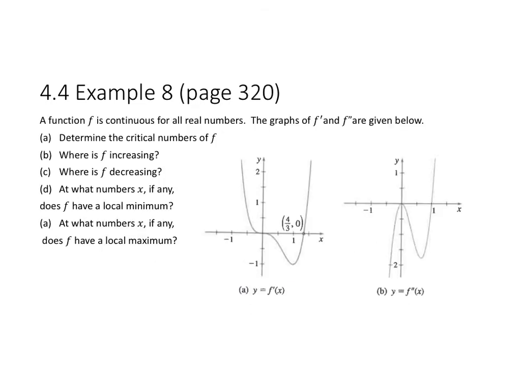So in example 8 on page 320, we're given two pictures. The first one is the derivative, and the second one is the second derivative. So these are not the graphs of the actual function f. These are the graphs of the derivative of f and the second derivative of f. So if I'm looking for my critical numbers, again, that's when my derivative equals 0. So that happens here and here, or when my derivative does not exist. And I don't seem to have a point where my derivative does not exist. So that looks like it happens at x equals 0 and x equals 4/3.